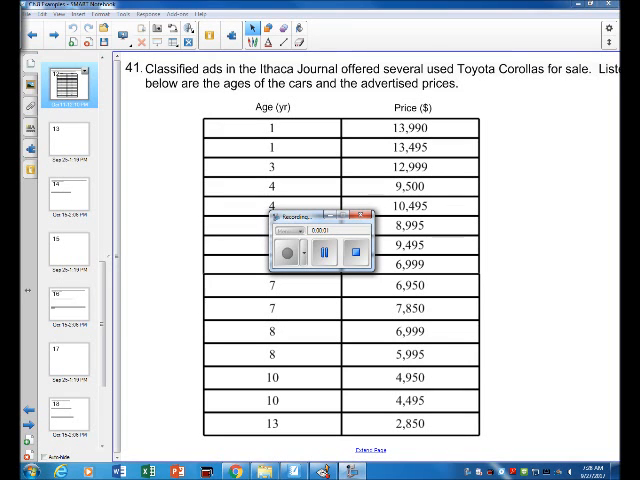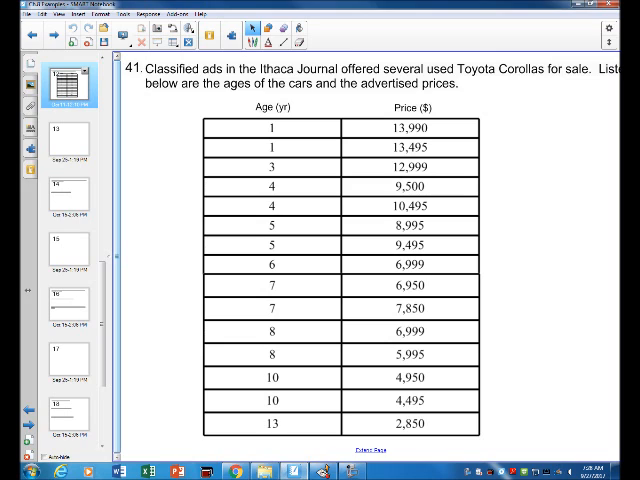All right, so for this example, I'm going to be looking at some data about used Toyota Corollas that are for sale out of this Ithaca Journal. And so again, hopefully you've had a chance to type in these different pieces of information into your calculator, into a new document. If you haven't, go ahead and pause now and make sure you type it in before we look at the rest of the video.